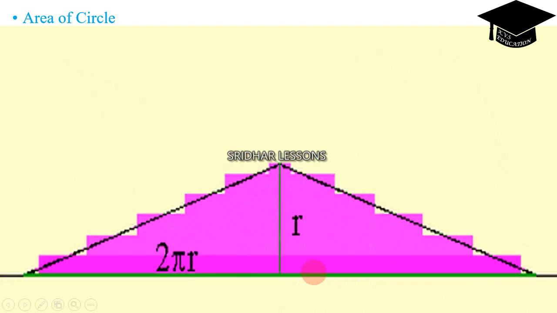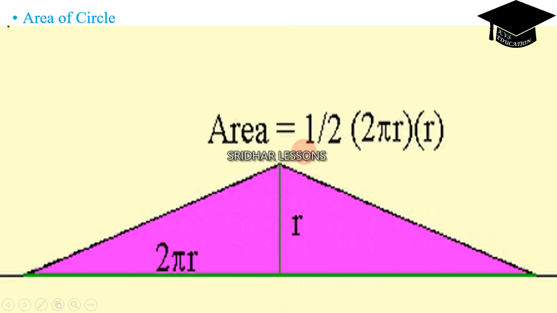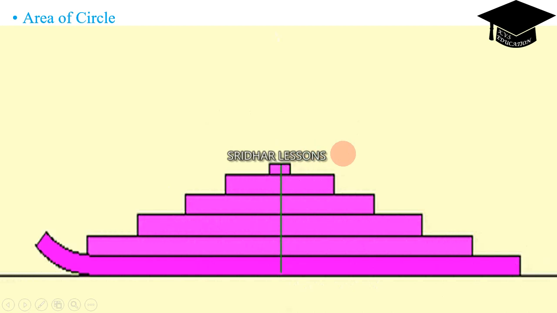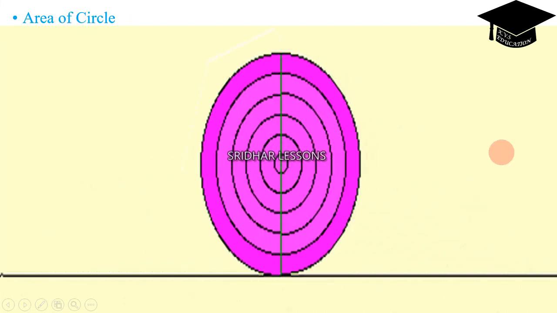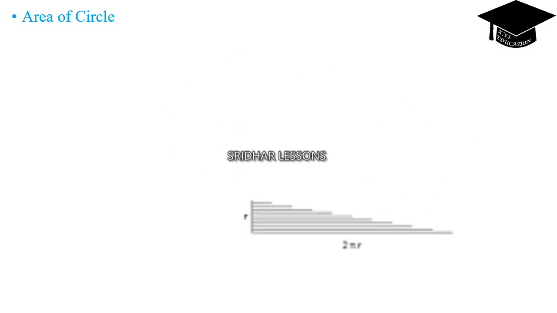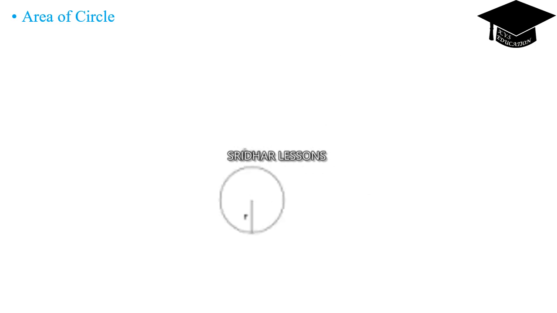Okay, this is 2 pi r. This is 2 pi r into r, which equals 2 pi r square, or upon cancellation this is known as pi r square. So the area of the circle is equal to pi r square. See once again. Observe this picture carefully. 2 pi r into r, so that this is 2 pi r, this is r, pi r square.